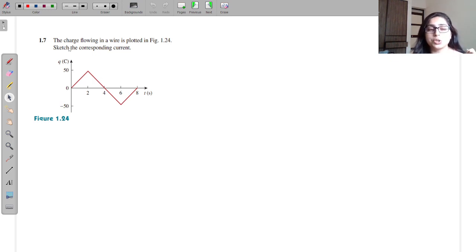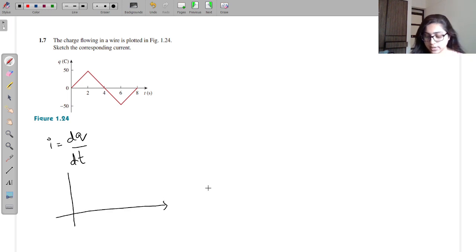So, see this question. The charge flowing in a wire is plotted in this figure. Sketch the corresponding current. That means I have to sketch the current graph here. So, we know that the current is the differentiation of the charge, because we know I is equal to dq by dt. So now I have to differentiate this charge. Okay, so we know that this is an integrating ramp. So that means if I differentiate this, I will be getting a unit step.